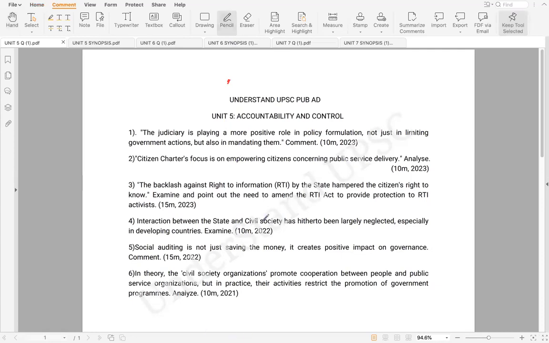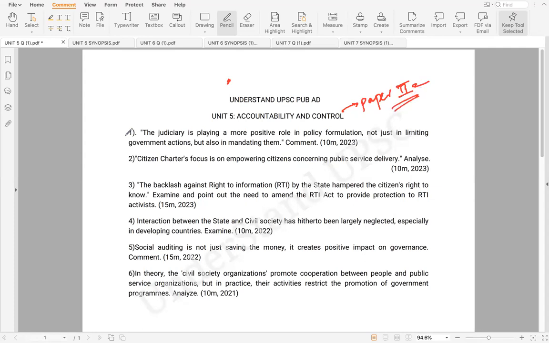All right, then I'll directly start. We'll be starting with accountability and control. This is one unit which is more oriented towards paper 2. So you'd see more of paper 2. We try to bring in paper 1 as well. And we'll be laying it down with examples as well.